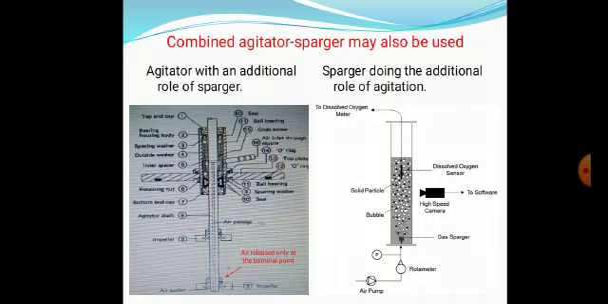Next, in the right hand side diagram you see sparger doing the additional role of agitator. Here, observe carefully, there is no agitator in this diagram. It's a column fermenter. From the bottom air is there. Air only, that is the sparger we call it, will play the role of agitator. That means you can see it is an example of airlift fermenters. It is used to grow yeast and all. At the bottom the air is supplied at such a high pressure using a nozzle. As the bubbles go up, the bubbles only will mix up the medium. That means mixing is done by air. That is why we call it here sparger doing the additional role of agitator.